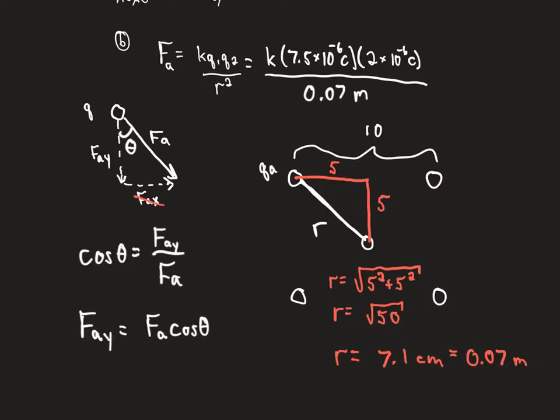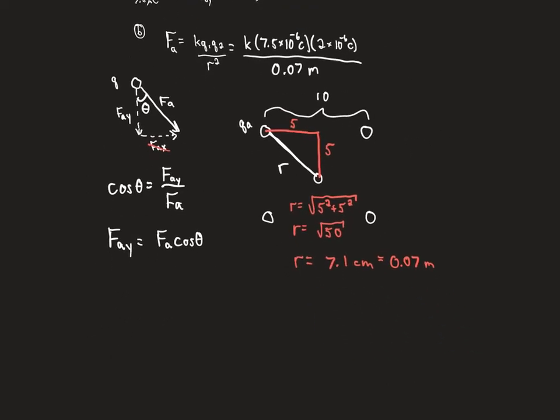Anybody know what theta is? 45. How'd you get that? It's a 45, 45, 90 degree triangle. How do you know that? Sides of the square that make this up are all the same. So since it's a square, each side is the same length, so it is a 45, 45, 90 triangle. So that angle is 45 degrees. So FAY equals FA times cosine of 45.